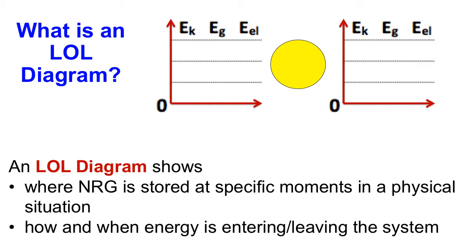So an LOL diagram shows us where energy is being stored in a system, and it also tells us whether energy is being transferred into the system or out of the system, or even if the energy is being transferred from storage mode to storage mode within the system. And we do that by taking snapshots, moments in time, where we analyze where the energy is being stored, and then we look at what events are occurring and whether that involves some sort of energy transfer.